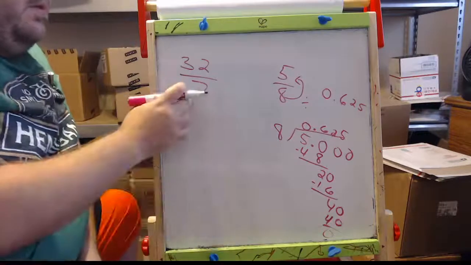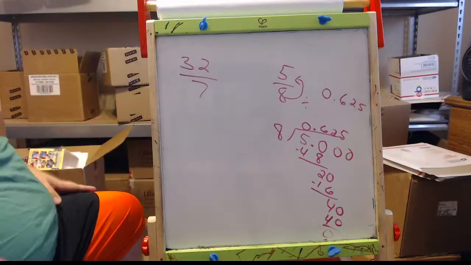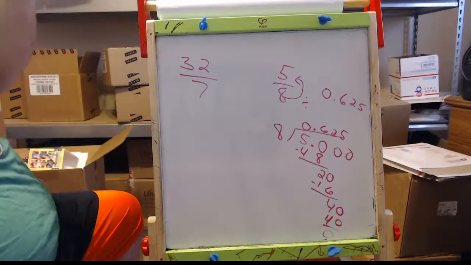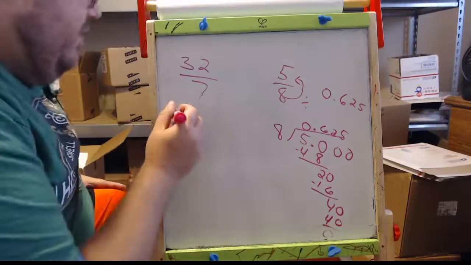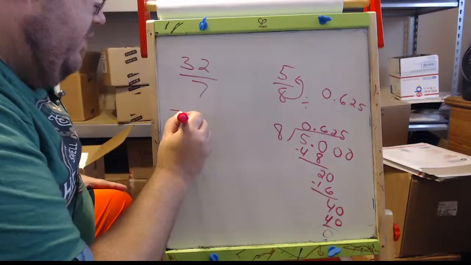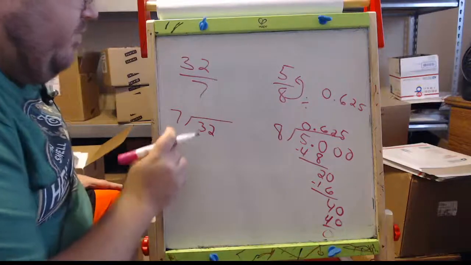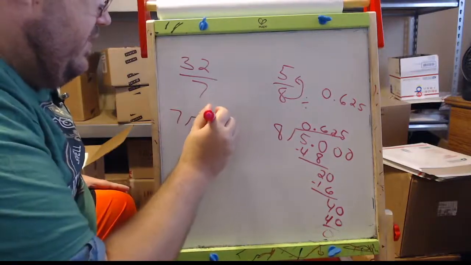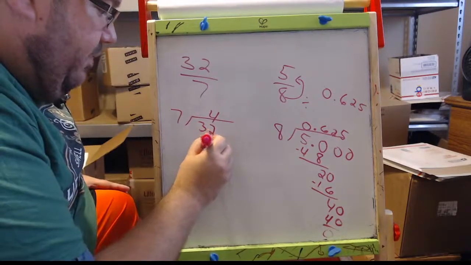Now if we were doing it over here, it's 32/7, and we wanted to turn it into a decimal. Well, you could do it two ways. You could take 7 and divide it into 32. So 7 goes into 32, we already saw 4 times. 4 times 7 is 28 with 4 left over.